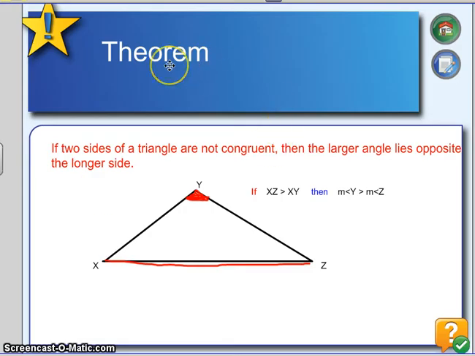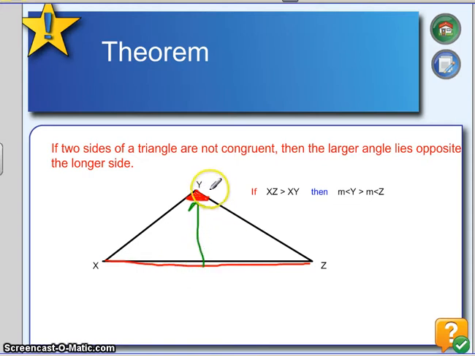Let's see, the next theorem that we have, this one has to do with the triangles here. We have, if two sides of a triangle are not congruent, then the larger angle lies opposite the longer side. Notice in our picture here that the red marking is going to be the longest side. So our biggest angle is going to be directly across from that. So directly across from it would be angle Y. So angle Y would be greater than any other angle that is out there.